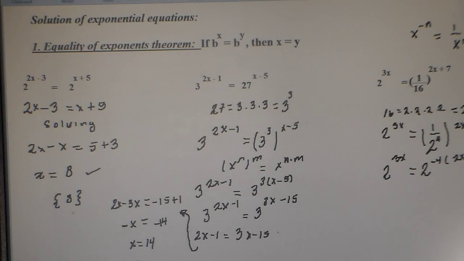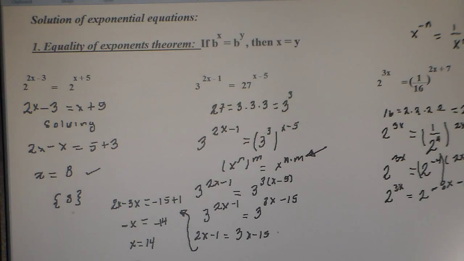Why? Because I'm going to bring, in this case, the 2 to the 4 up using the negative exponent. Now I am going to multiply negative 4 times 2x plus 7 using this property that I mentioned before, and I get 2 to the power of 3x equals 2 to the power of negative 4 times 2x is negative 8x. Negative 4 times 7 is negative 28.